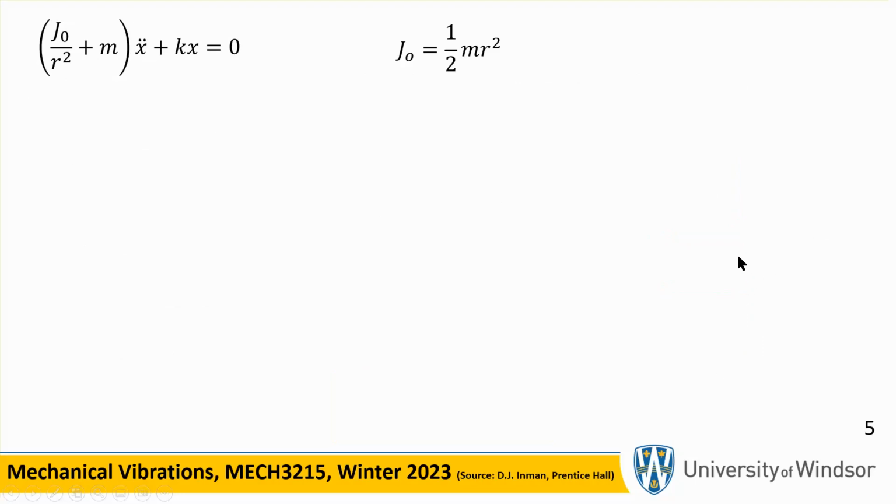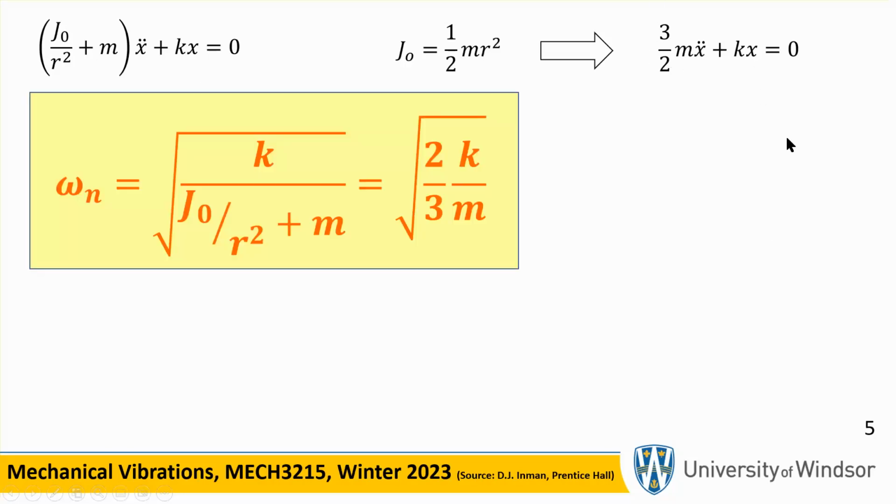And the J_O for a disk is 1/2 polar moment of inertia, but the center is 1/2 mr squared. And if you take this and stick it in there and clean it up, you get 3/2 m x double dot plus kx. Therefore, the natural frequency of vibration of this problem, if you move the disk and let it go, let it oscillate back and forth, rolling without any slipping, the frequency of that oscillation in radians per second is going to be given in this form. And when you plug in the value of J_O, you get the square root of 2/3 of K over m.